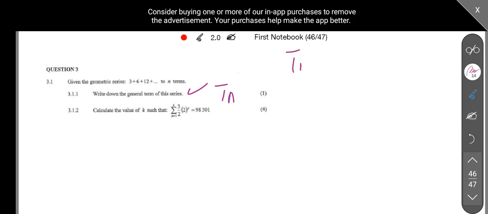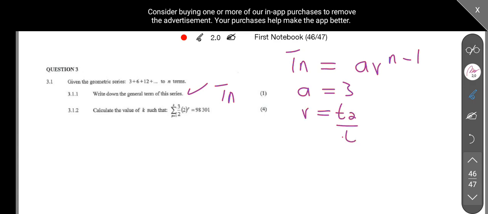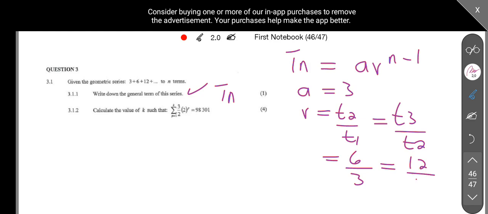So Tn of a geometric sequence is given as ar to the power of n minus 1. What is a? A is the first term in the given series, that is 3. And what is the ratio? The ratio is equal to T2 over T1 and is also equal to T3 over T2. So T2 over T1 is 6 over 3, which is equal to 12 over 6. If we do that, we will get 2.